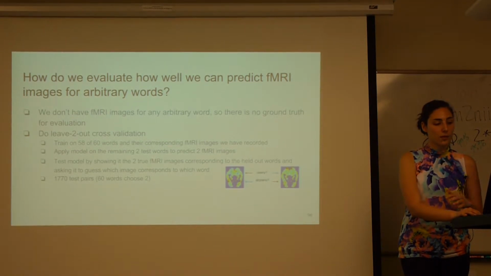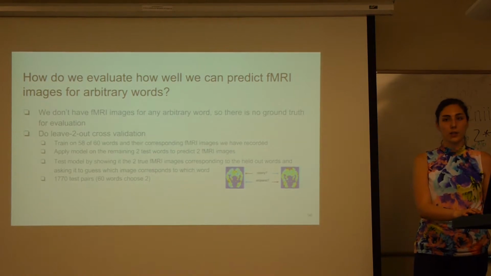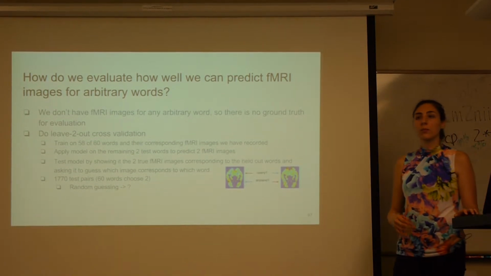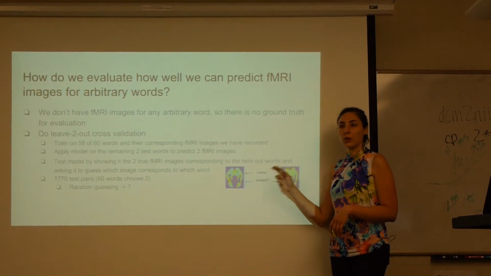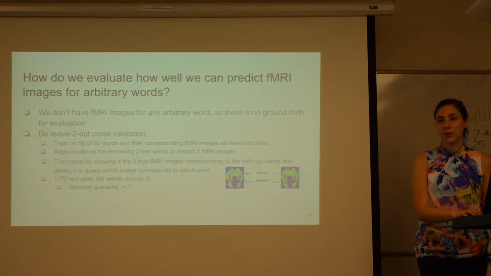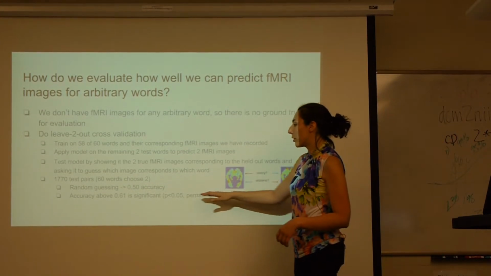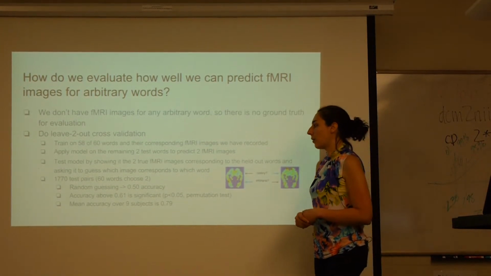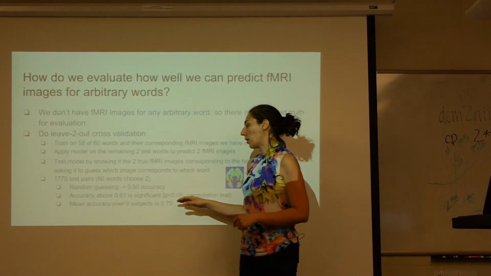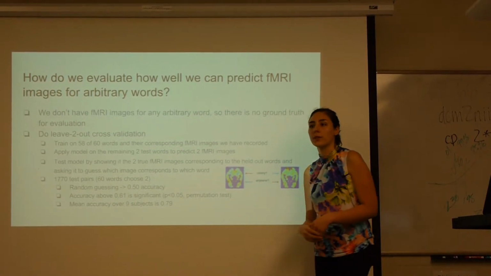There's 60 words, so we choose 2 of them at a time. So there's 60 choose 2 ways to do this cross-validation, so this many folds. The random guessing accuracy here is, we have 2 images and we guess which one is which word, so 50% is the random accuracy. We've calculated with a permutation test that in order to get below a 0.05 alpha level p-value, we need 0.61 accuracy. And we can calculate this accuracy across 9 subjects, and it's 0.79. So it's well above this significance threshold of 0.61.